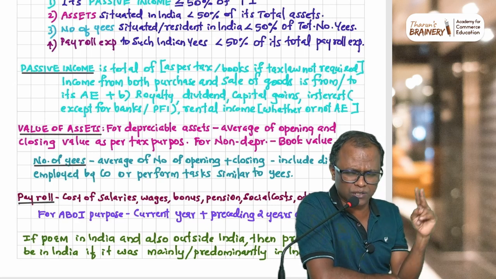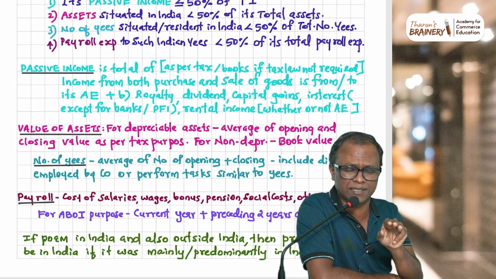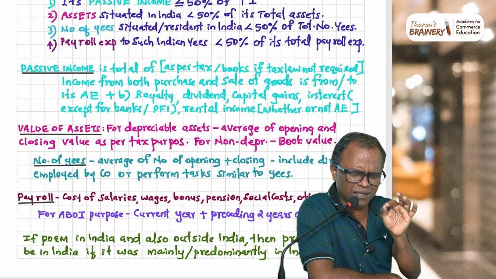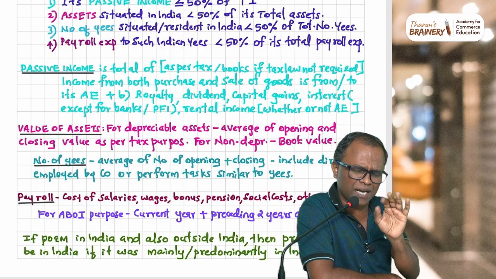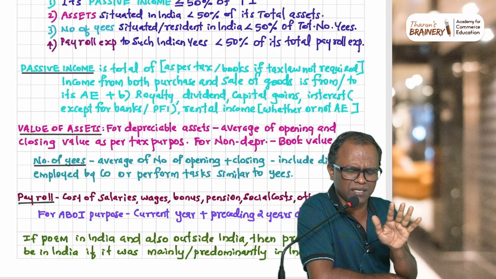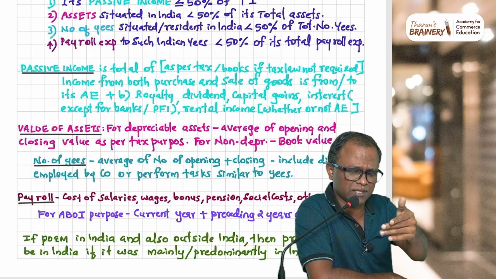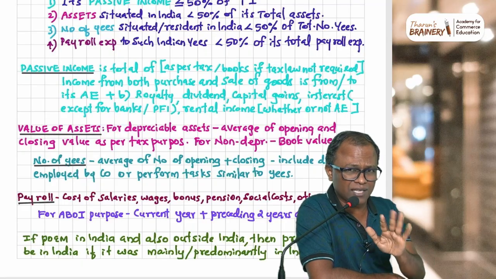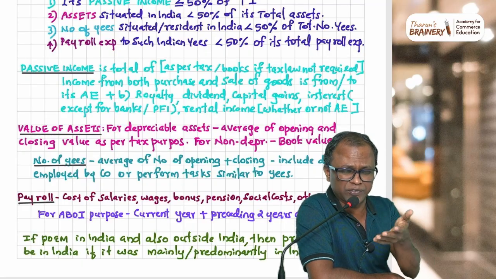Current year, preceding 2 years. Total 3 years average data must be taken for all these 4 tests. But that is in practical purpose. For examination purpose, they never asked for any average data in the CA Final examinations. The question will say all the data given is average. Assume it is an average figure. They never asked like that. But if they are asking, because we cannot predict, right?